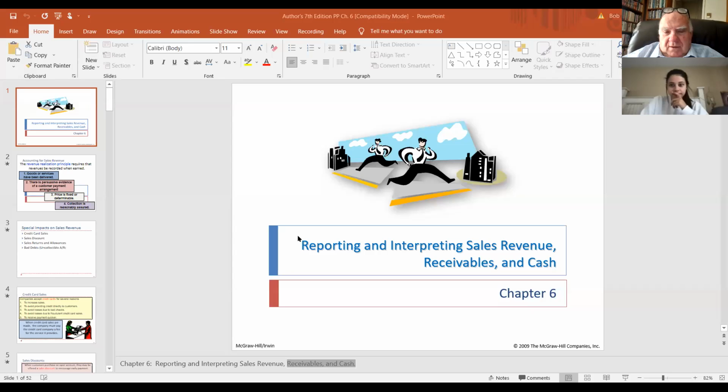I'm going to share a screen. Okay, y'all ready for chapter 6? Now we get a little more real life type things. Reporting, interpreting sales revenue, receivables, and cash. What's going to happen now is each chapter is going to concentrate on a particular part of the balance sheet and an income statement. The next chapter is on inventory and cost of goods sold. Next one, fixed assets, depreciation. So let's see what we have here.